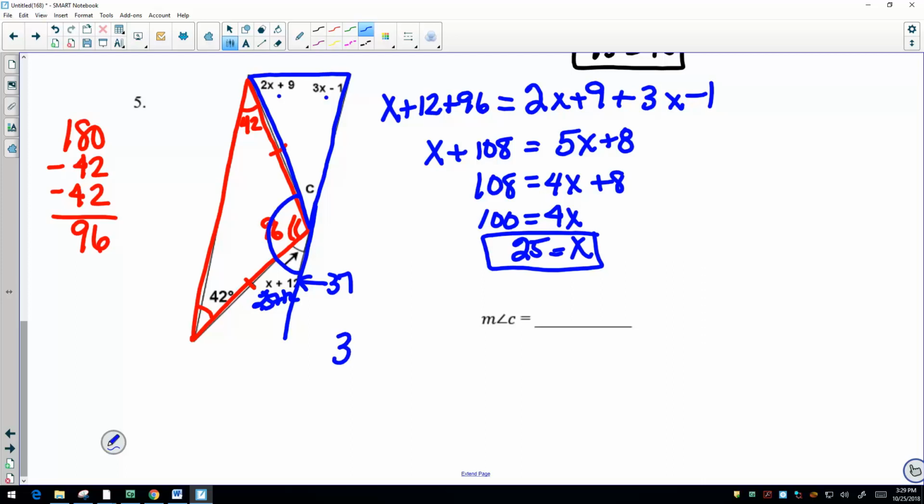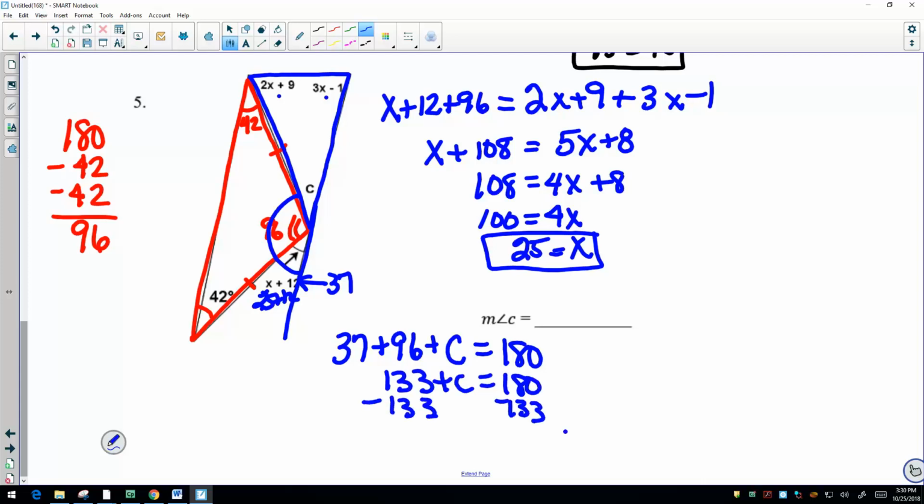So right now I have 37 plus 96 plus the C that I'm looking for equals 180. They're adjacent angles on a line, and so they add up to equal 180. And if we solve for this, combining 96 and 37, I get 133. So solving for C, subtract over the 133, and we're going to find C is equal to 47.